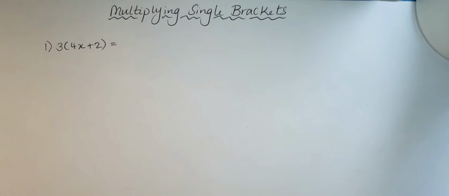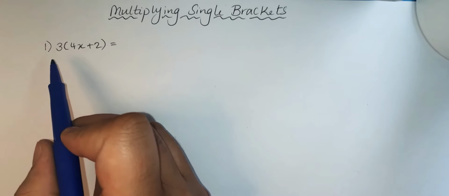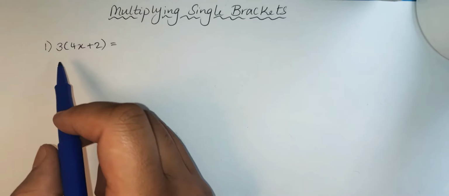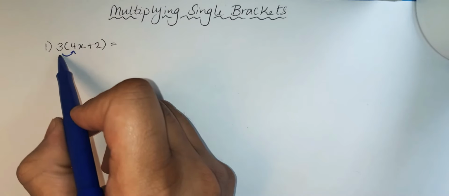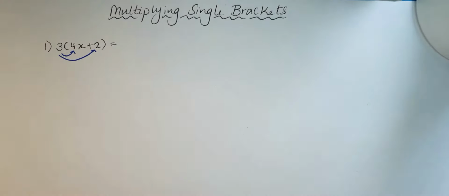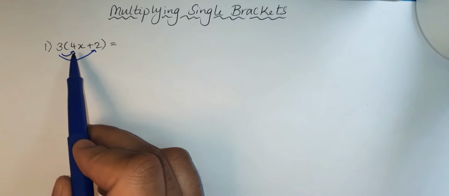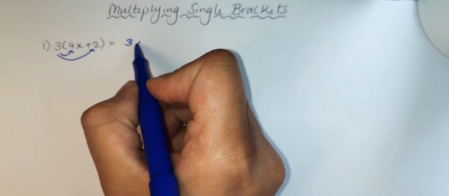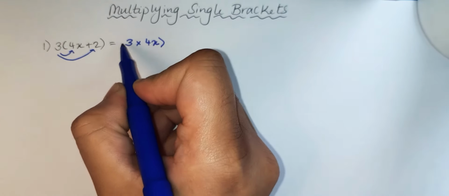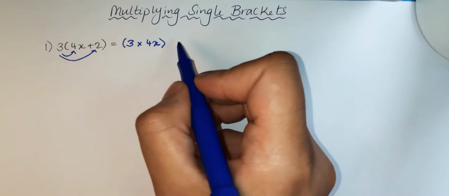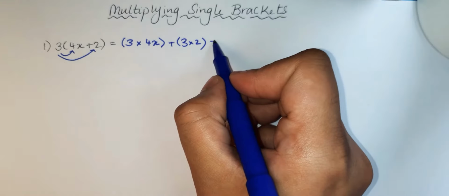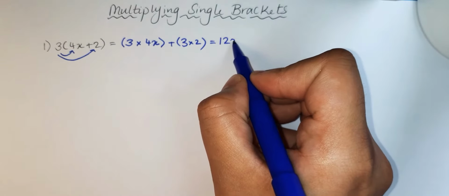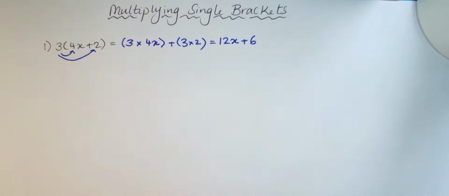And the first thing that we need to do is look at the number outside the brackets, because that's a very important number, and that's because we need to multiply it by this term first, and then we multiply it by this term. So if we do 3 times 4x, we can write it here, 3 multiplied by 4x, and then we're adding on 3 times 2. So what we get is 12x plus 6.